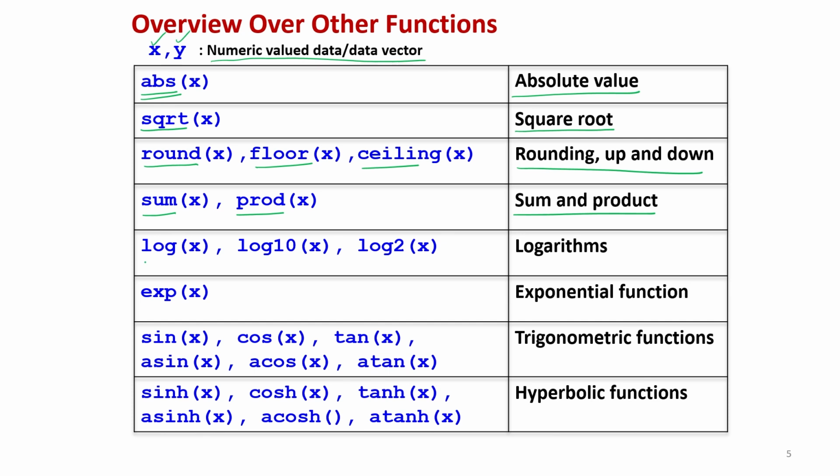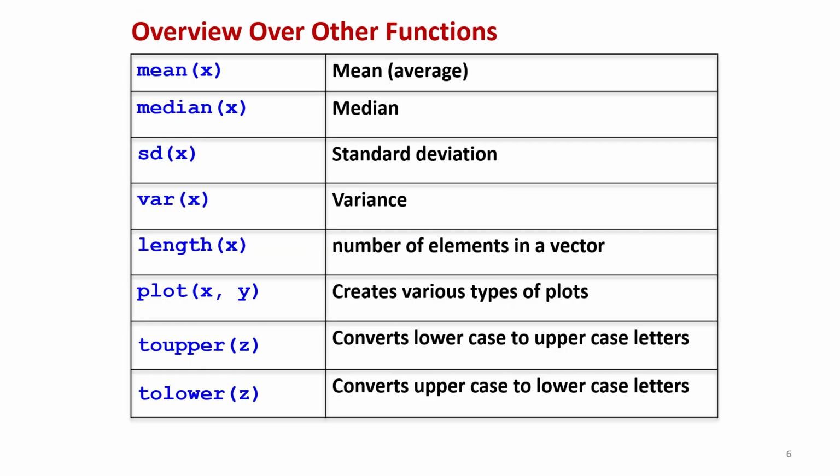Similarly, we have log functions like log, log10, log2. These are different logarithmic functions. We have exp, which is an exponential function. We have different types of trigonometric functions like sin, cos, tan, asin, acos, atan. You can see sin, cos, tan are the same, but cosec, sec, cot are represented here as asin, acos and atan. Similarly, we have hyperbolic functions sinh, cosh, tanh, asinh, acosh and atanh.